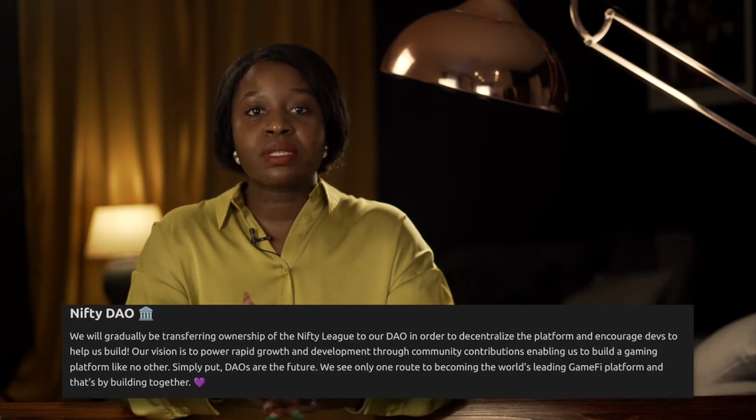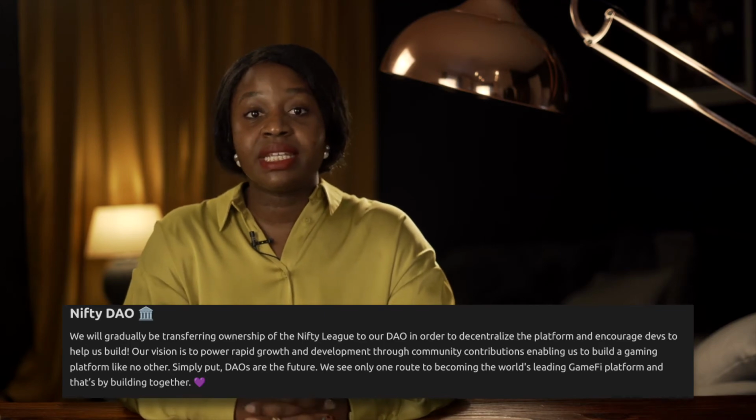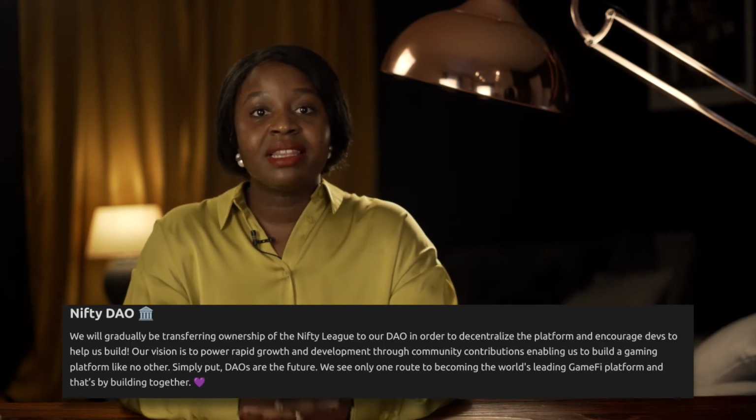Simply put, DAOs are the future. We see only one route to becoming the world's leading GameFi platform, and that's by building together. Remember in episode 12 when we broke to you the news of the Graph teaming up to help create Builder DAO? Well, then it should be no surprise the Graph has since teamed up with Nifty League as well. Clearly another strong believer in building together via the DAO movement. That's all for protocol news, but let's take a look at some of the latest network statistics from the last 7 days.